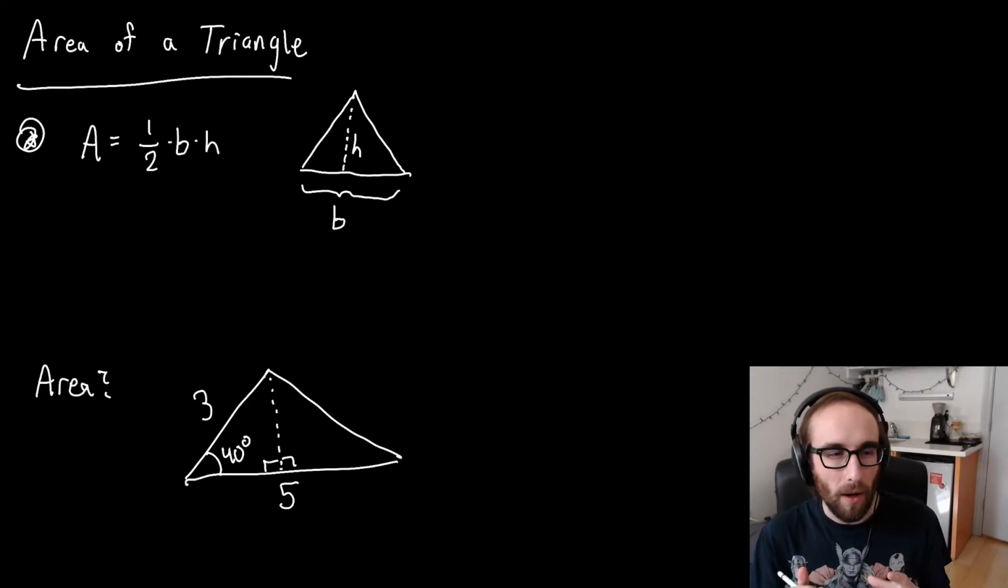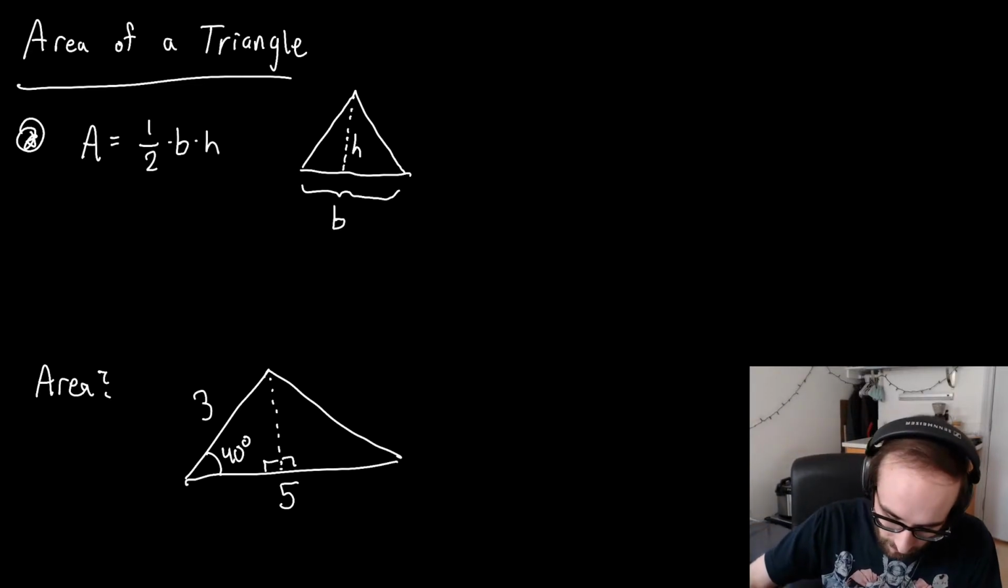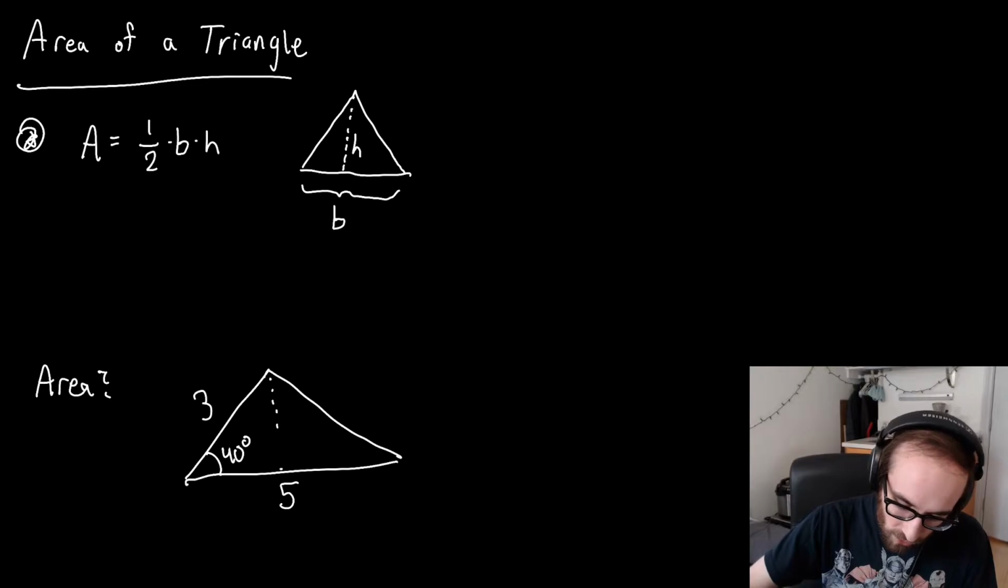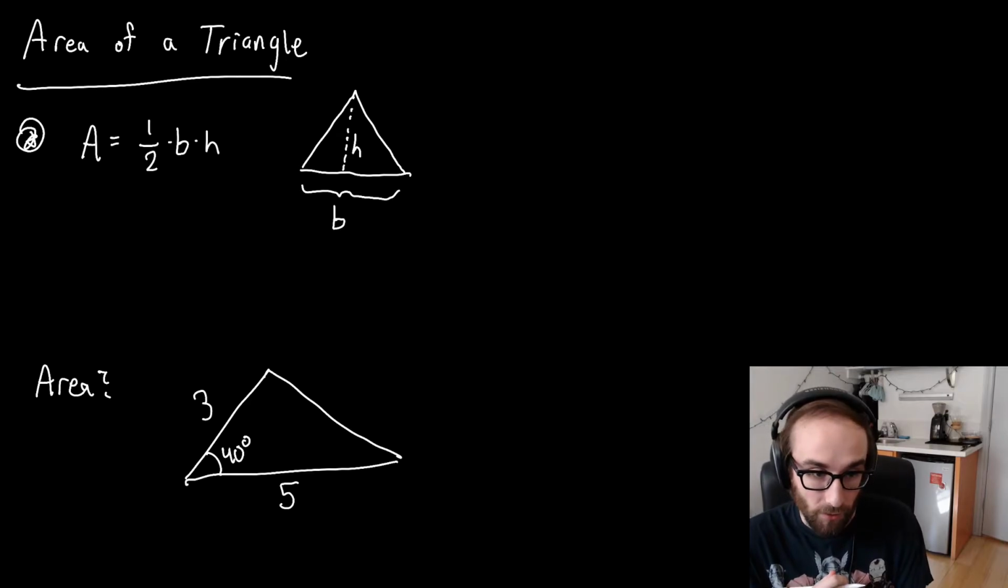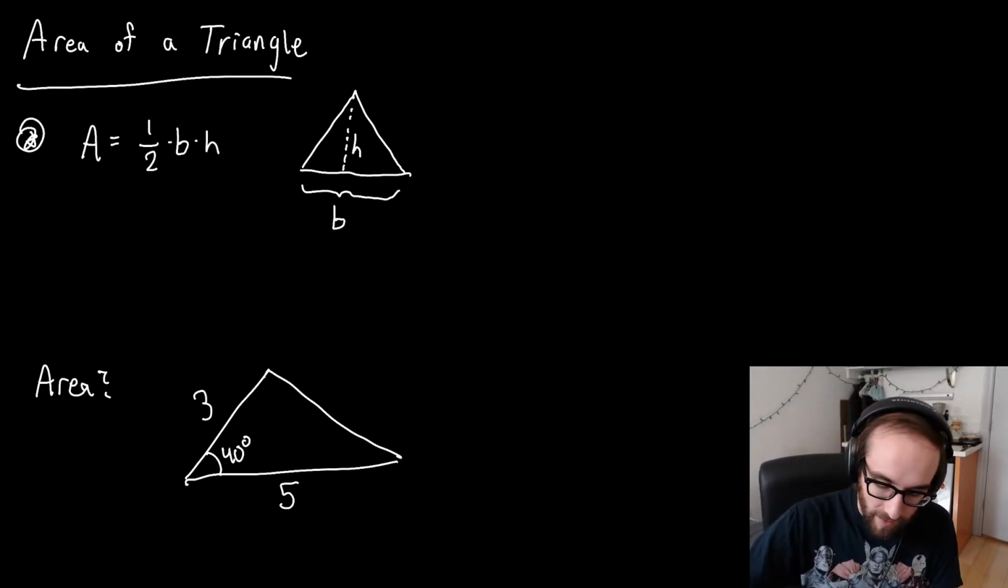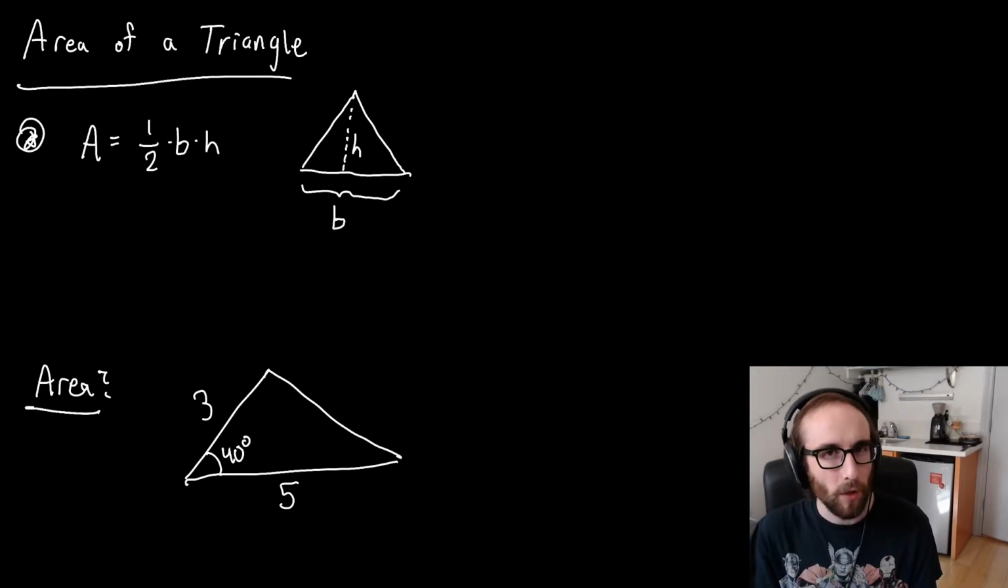The issue that we're facing now is we're not always going to be given the height of a triangle. So for example, down here we have a triangle, and instead of the height of the triangle, we're just given the two side lengths, 5 and 3, and then the angle in between, 40 degrees. And we're being asked to find the area of this triangle. So in this case, it's a little bit more complicated.